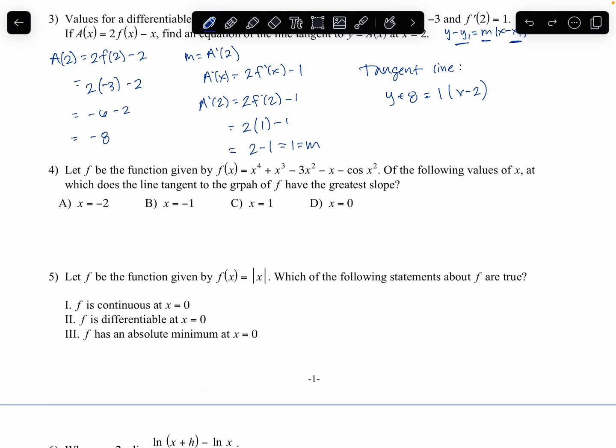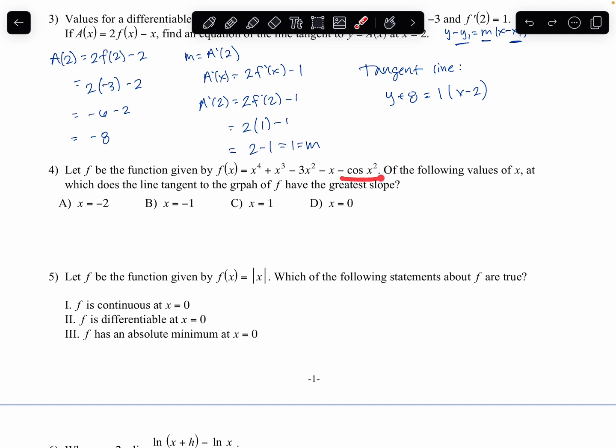4. Let f be the function given by that right there. At which of the following values of x does the line tangent to the graph of f have the greatest slope? So what you're going to do here is you can use your calculator. Don't try and take the derivative by hand. You can for these terms right here, but not for this one, since we do not know how to take the derivative of this right here.